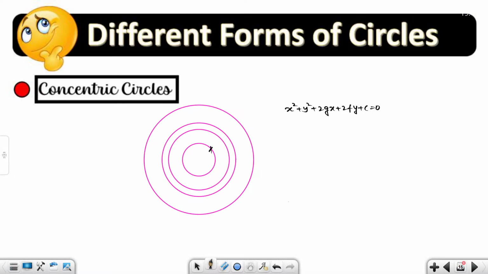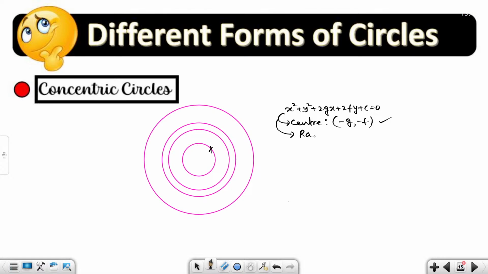Now, any circle which is concentric to this circle, its center will never change. Its center will remain the same. Yes or no? Only thing that will change is its radius. Think about it. What is its center? Minus g comma minus f. This is not going to change for any concentric circle.